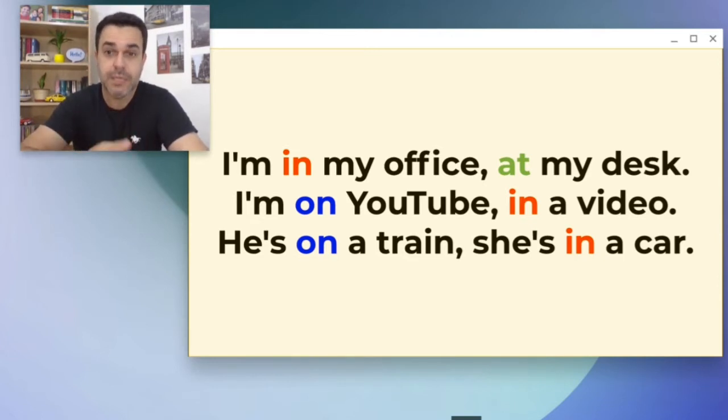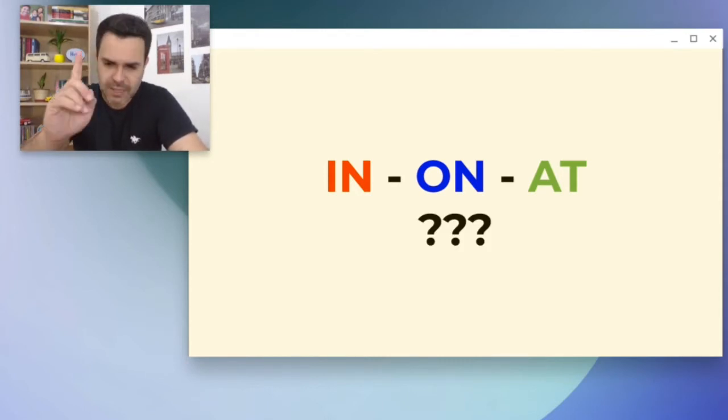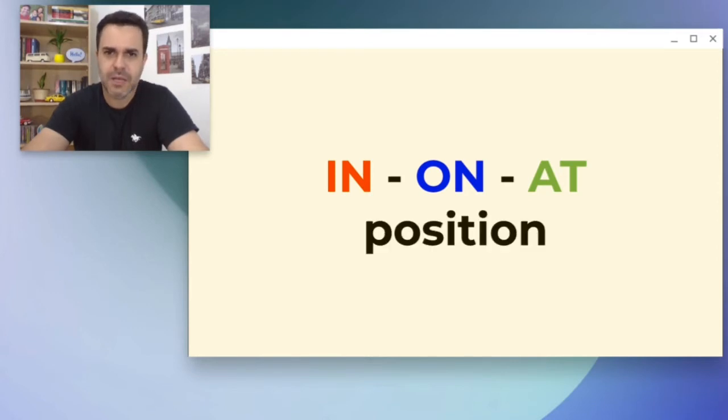I'm in my office, at my desk. I'm on YouTube, in a video. He's on a train, she's in a car. In, on, at. How do you use them? First, we'll see how to use in, on, and at when talking about positions.